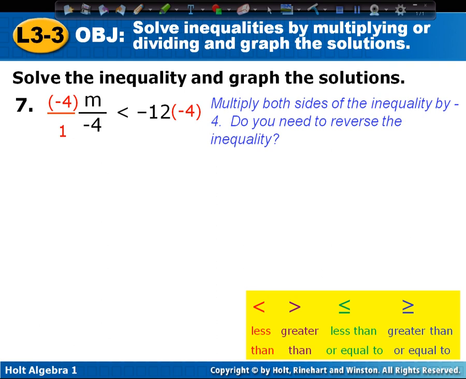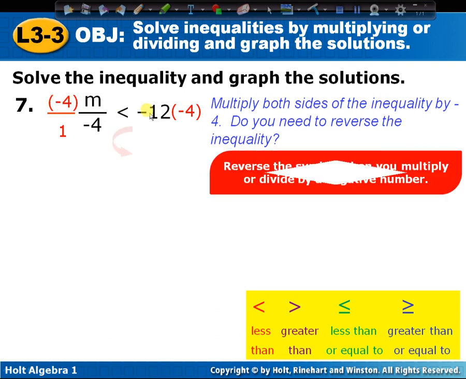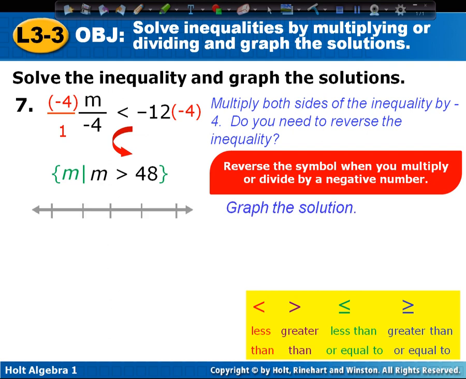Now again, if you look, I've multiplied by a negative number. So this inequality symbol is going to have to flip around. So we're going to reverse that symbol. It's going to go from less than to greater than. So m is greater than 48, because negative 12 times negative 4 is a positive 48. I have my m such that, with my squigglies or my braces around it, for my set. So I've solved it, set it, now I'm going to graph it.